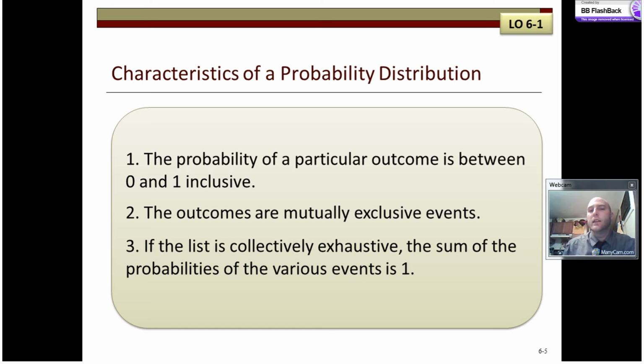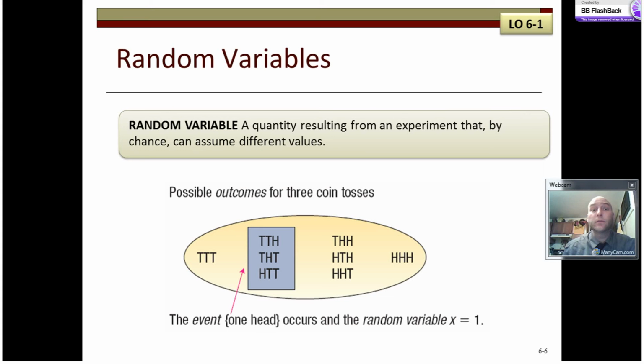Getting 1 head or getting 2 heads over the course of 3 coin flips: if you tell me how many you got, you're telling me exactly how many you got. If you got 2 heads out of 3 flips and you told me, oh, I got 1 head, well, you got at least 1 because you got 2. And no one except a jerk is going to say, I got 1 when you really got 2. Lastly, if the list is collectively exhaustive, the sum of the probabilities of the various events is 1. Now that's important because that allows us to use the complement rule, which we use almost exclusively throughout these questions.